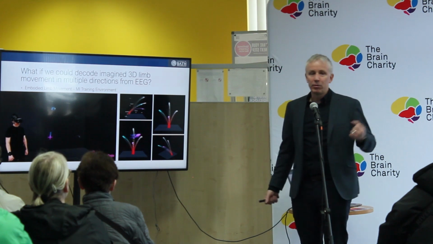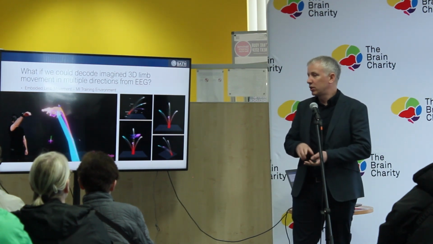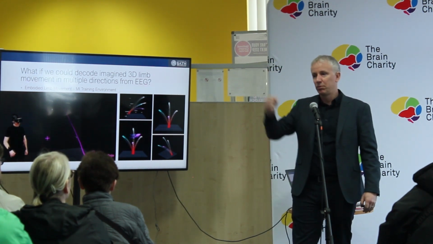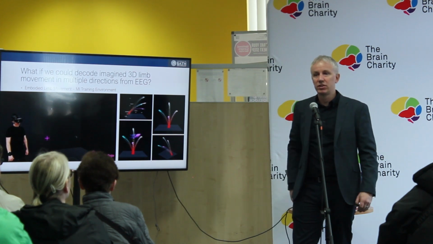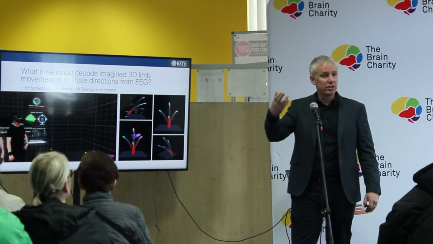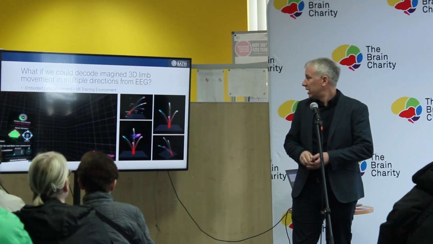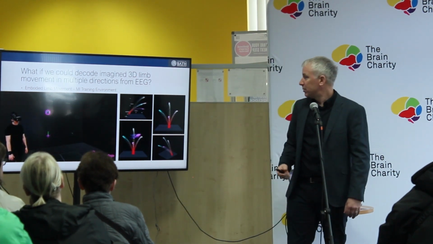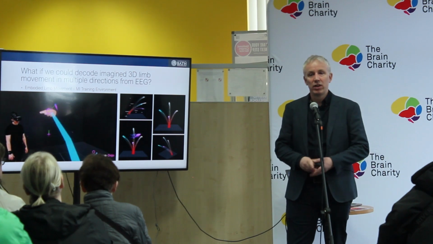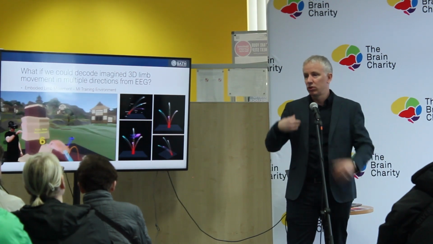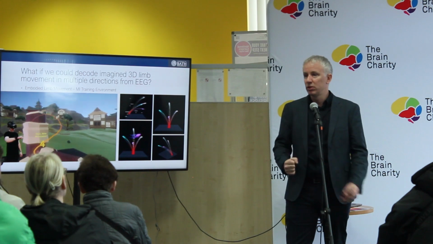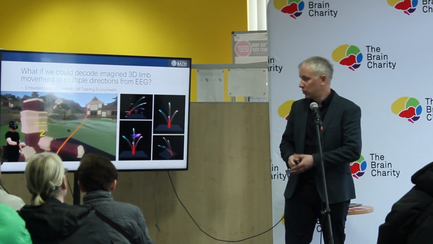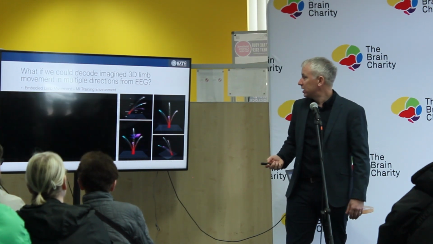So I've been talking about left versus right, but what if we could decode three-dimensional movements? So we get people to point in different directions, then we ask them to imagine pointing in different directions, and this is kind of the trajectory of the pointing. And so the idea here is that if you had a prosthetic arm, could you control it just by doing imagined movements? So the arm would move in the direction that you wanted to. So this is not easy.